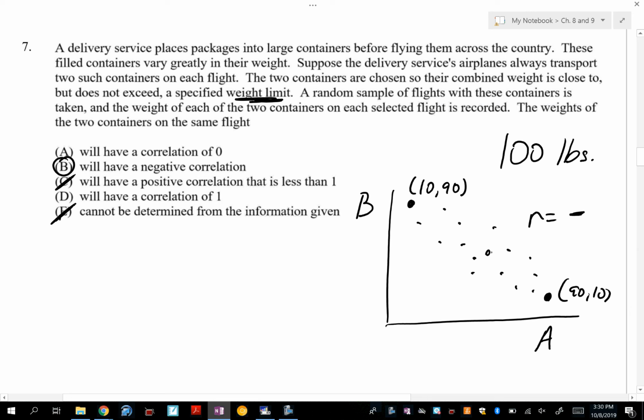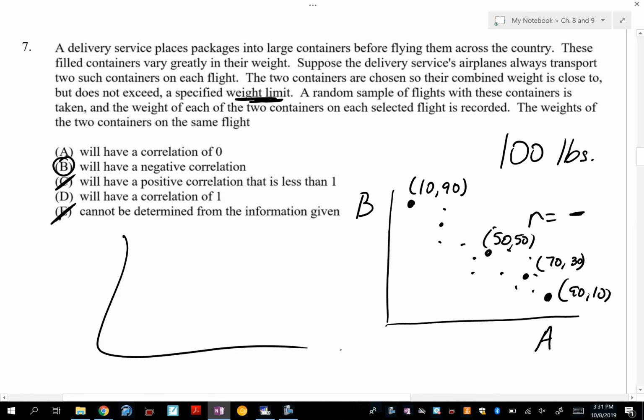So if you want to pick this one, it's 50, 50. This one is 30, 70. This one is 70, 30. And I just put all the dots because it's not going to be perfect like that. It could be like 65, 35.